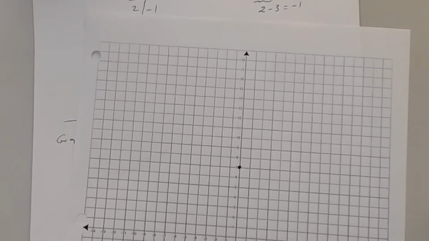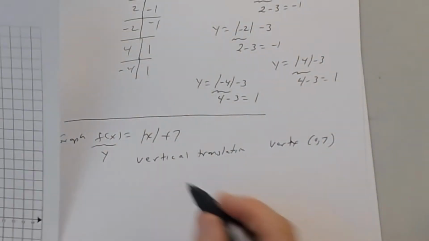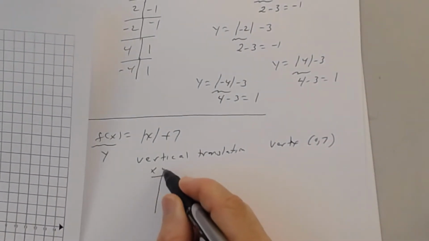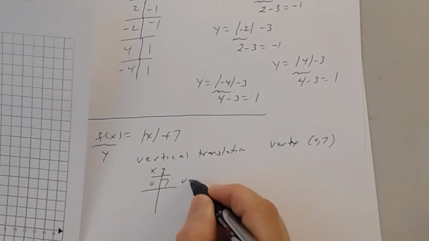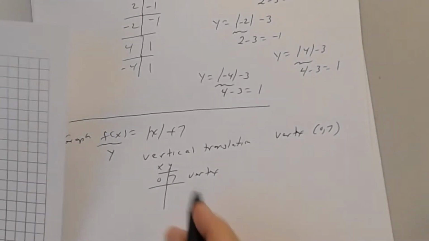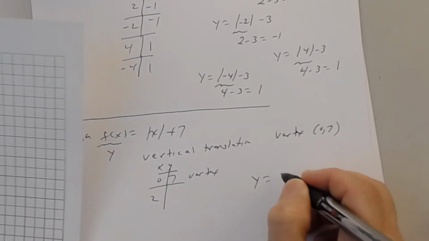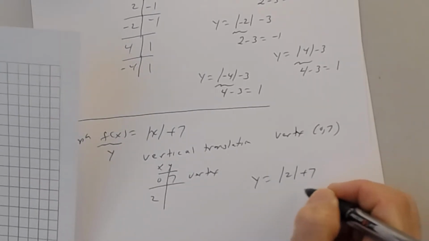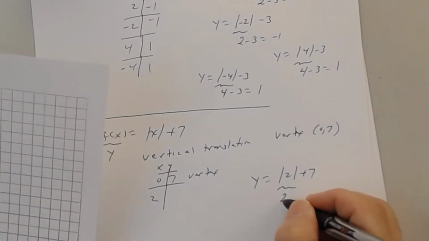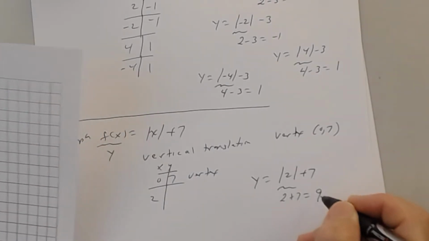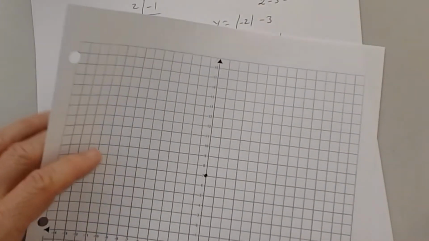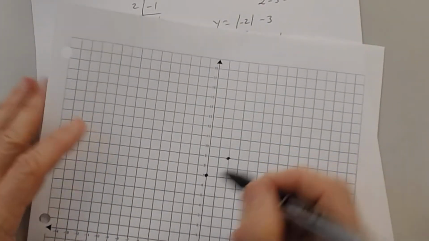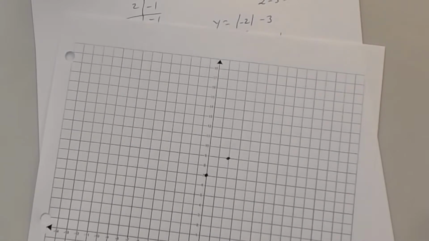So give me another x value that's to the right. 2. All right, if you let x be 2. So far we have this. We have 0, 7, which is the vertex. Now if x is 2, I get y equals the absolute value of 2 plus 7. What's the absolute value of 2? And 2 plus 7 is 9. So 2, 9. So I plot the point 2, 9. Now remember, this is absolute value, so the shape you want is that V. So all those points better lie in the same ray.